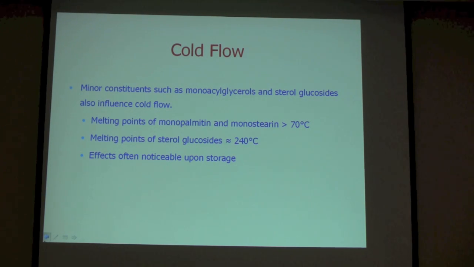And what we have to keep in mind for cold flow is that the minor constituents, such as monoacylglycerols like monopalmitin, monostearin, and steryl glucosides, have a significant influence on cold flow. For example, melting points of monopalmitin and monostearin are about 70 degrees Celsius. The steryl glucosides are around 240 Celsius. And one of the nasty little things is that these effects are often noticeable upon prolonged storage. Let's say if you make the biodiesel fuel fairly freshly, you might get a good cloud point, but you store it for a while. Suddenly you have this precipitate there, and your nice cloud point has gone up.